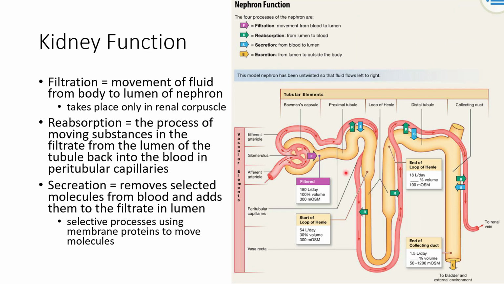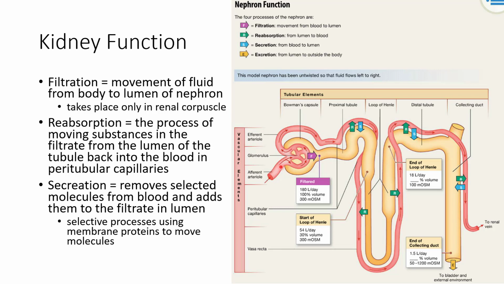Now, we spoke of the Bowman's capsule. That's the part of the lumen of the nephron. Associated with that Bowman's capsule are the capillary beds that run through that. We call that the glomerulus. Okay, so the glomerulus is the capillary. The Bowman's capsule is the nephron's lumen.